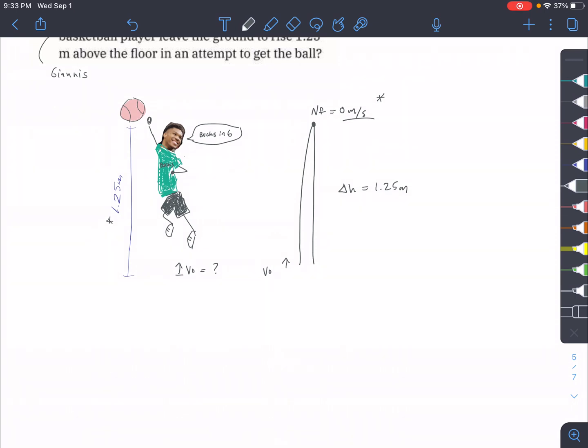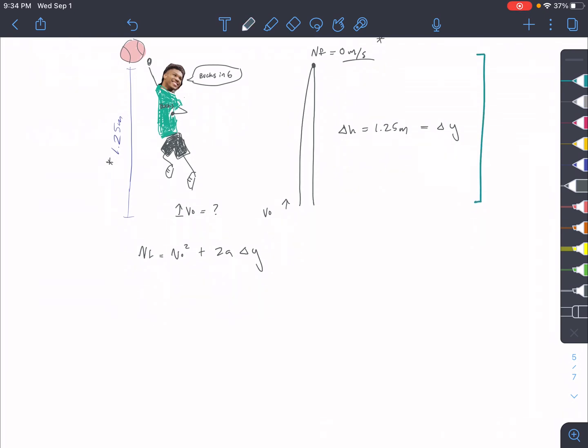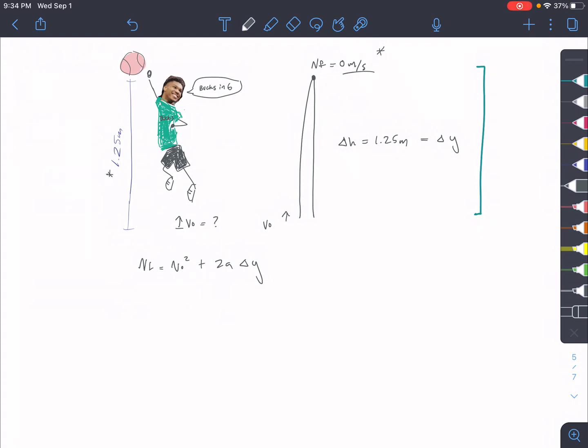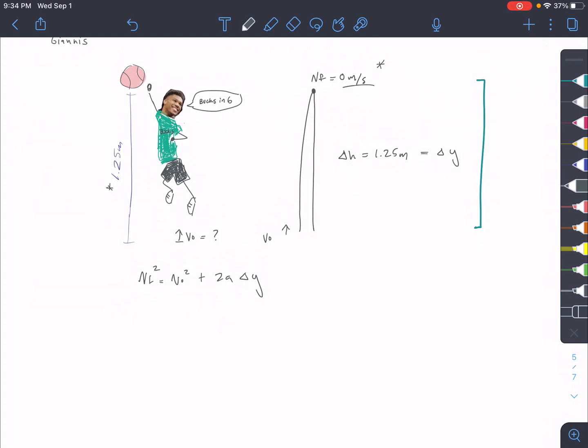So this is the equation I am going to choose to use for this one. I have VF squared is equal to V naught squared plus 2A delta Y. So the delta Y in this case is equal to 1.25. I said delta H here just for change in height. Sorry, just a little bit more of what I'm used to, but it's basically the same thing. So just a vertical displacement.